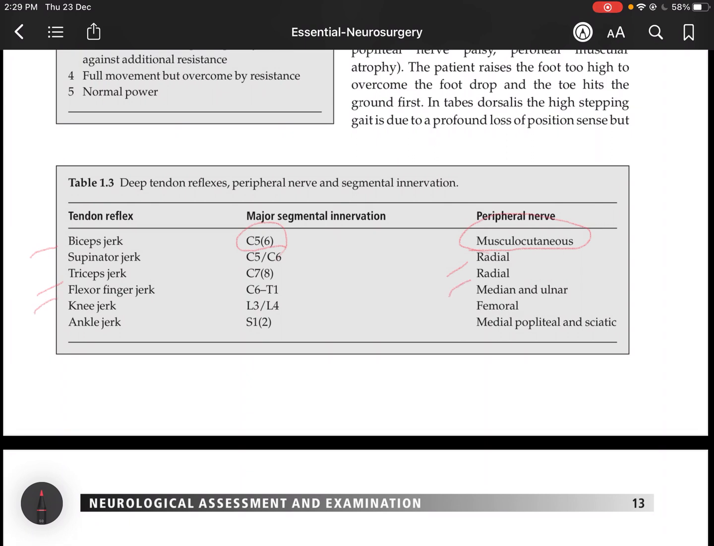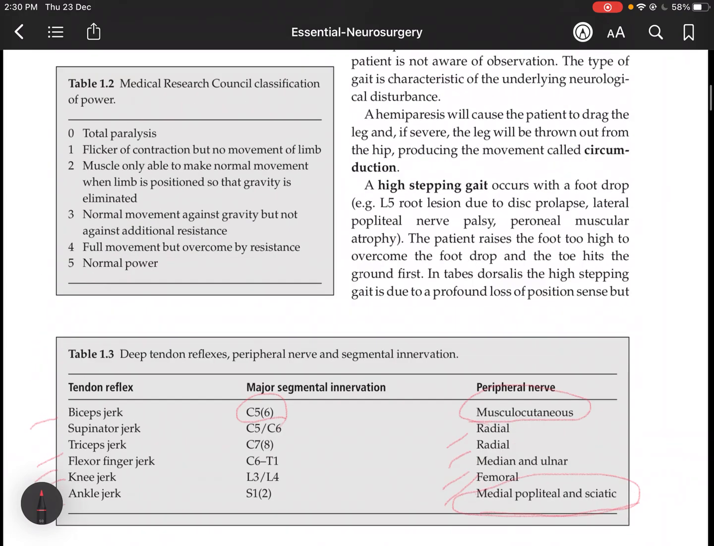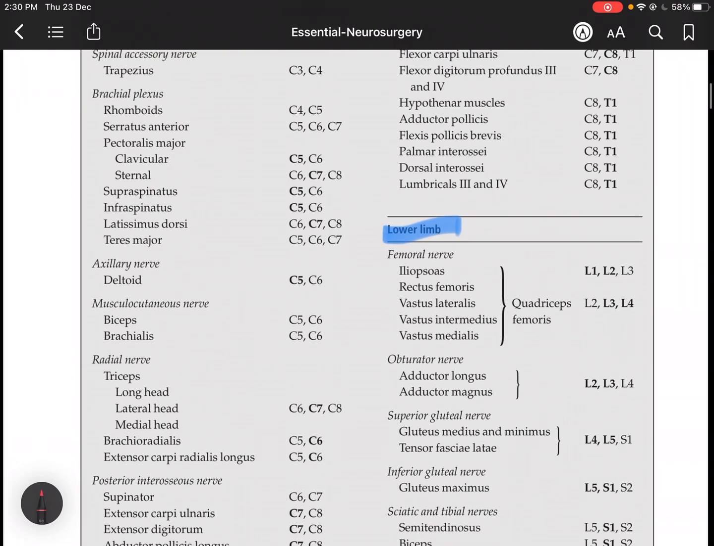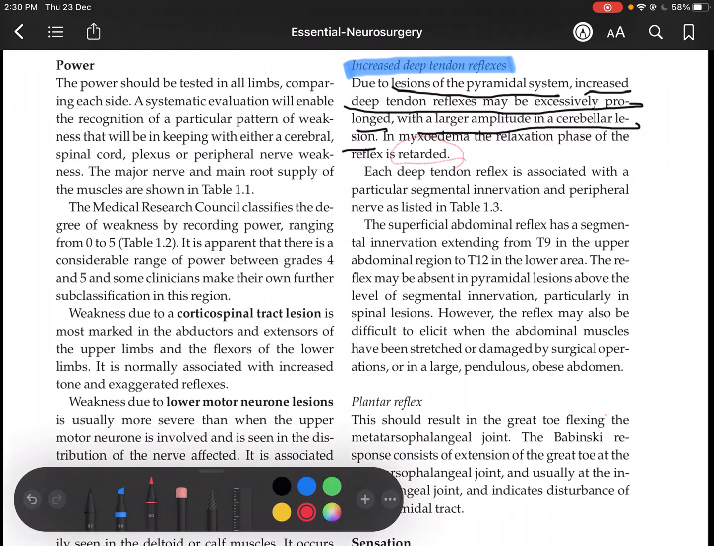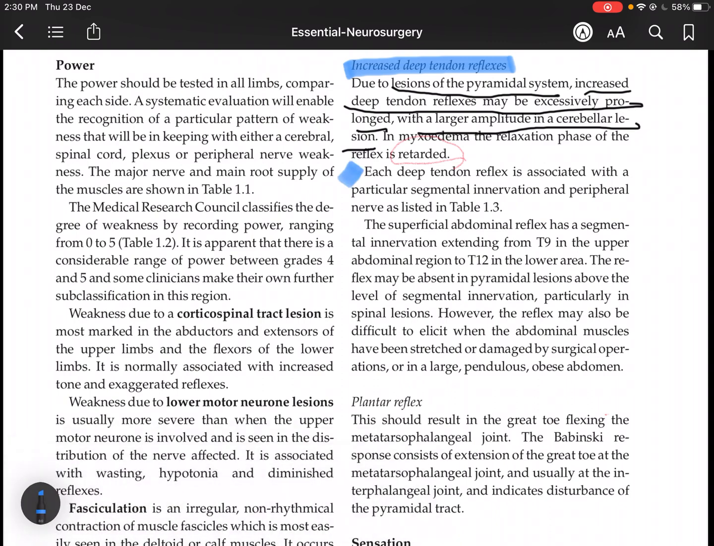In the flexor finger jerk, C6 to T1, the median and ulnar nerves. In the knee jerk, L3 and L4, femoral nerve. And the ankle jerk, medial popliteal and sciatic nerve. Each deep tendon reflex is associated with a particular segmental innervation, as we discussed in the table, and peripheral nerve.